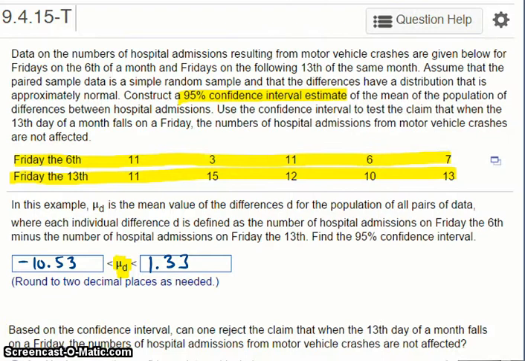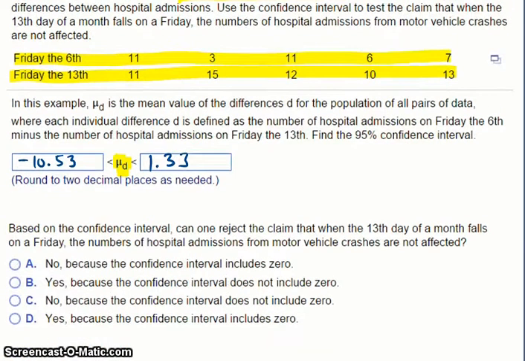Okay, so the final question here says, based on the confidence interval, can one reject the claim that when the 13th of a month falls on a Friday, the number of hospital admissions from motor vehicle crashes are not affected? All right, so in this problem, the confidence interval ranges from negative 10.53 to 1.33. So anything in between that.